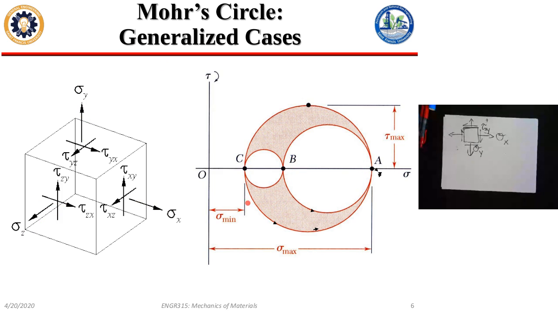Then I turn the cube. I start looking at it from this direction. I see sigma y and sigma z. Okay, I draw this circle. Look at it from another direction. My last direction, I see sigma x. I see sigma z. I draw this third circle. Does that make some sense?